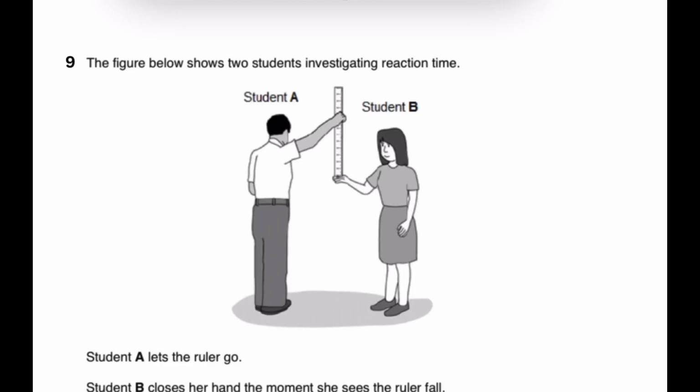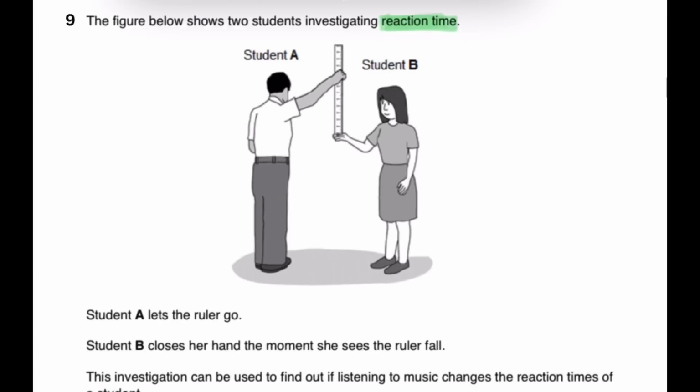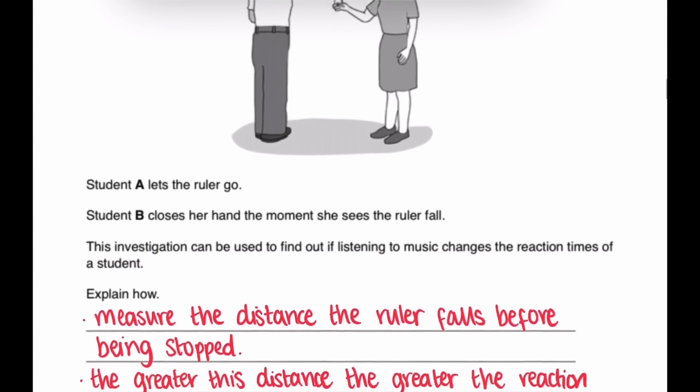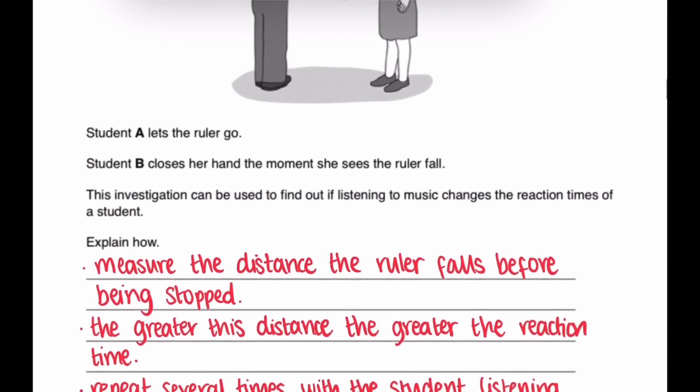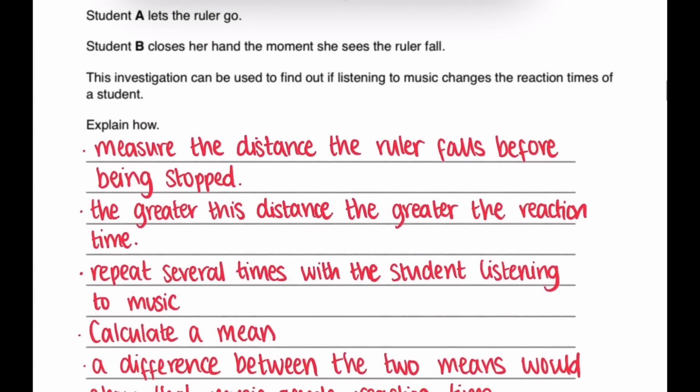Question 9. The figure below shows 2 students investigating reaction time. Now, for those of you that do biology, reaction time is one of the practicals, so hopefully you remember that. Student A lets go of the ruler. Student B closes her hands the moment she sees the ruler fall. The investigation can be used to find out if listening to music changes the reaction time.